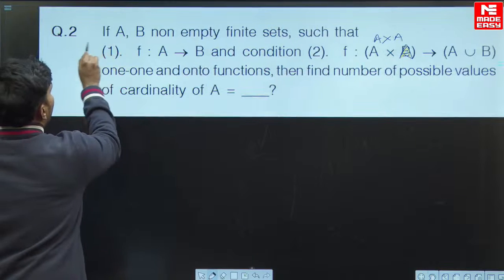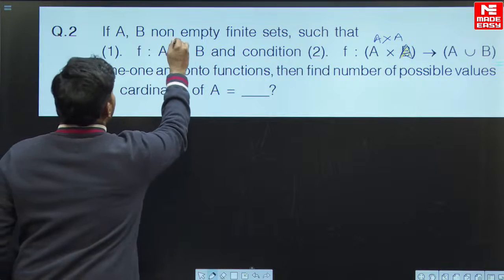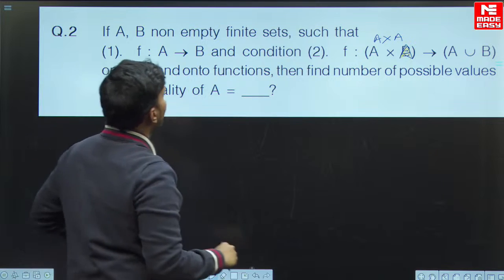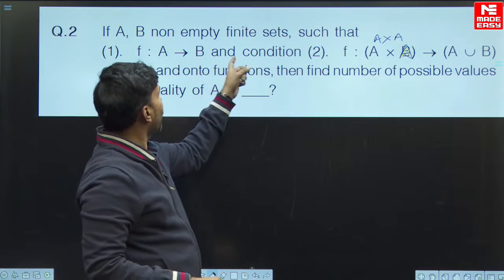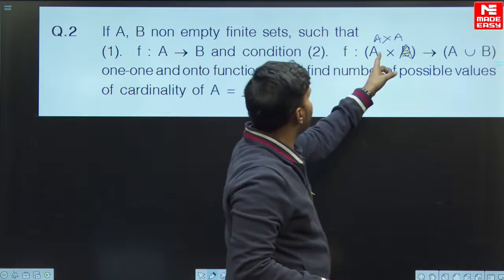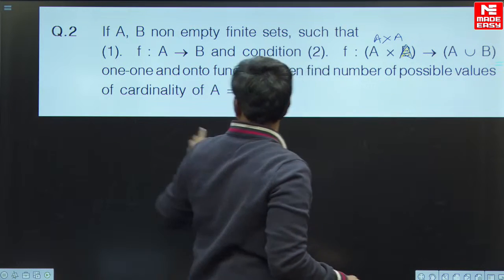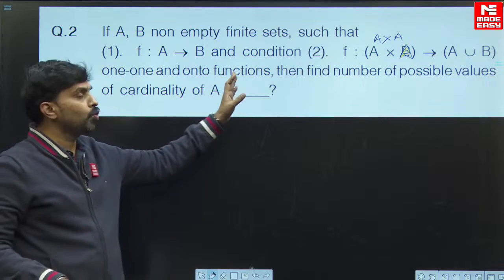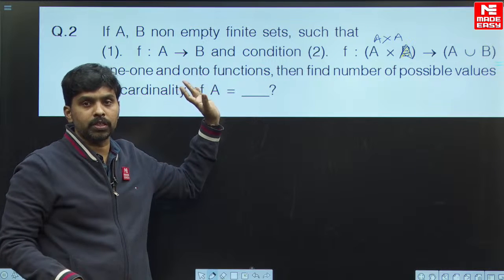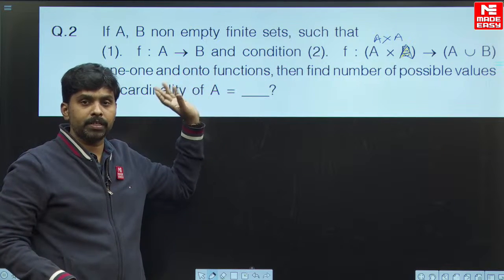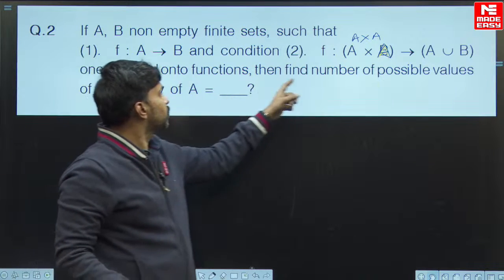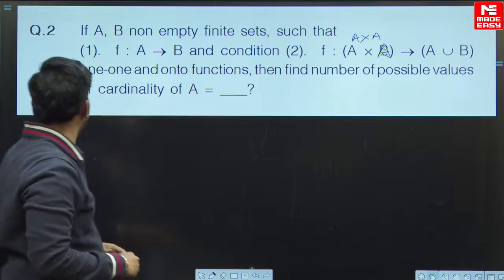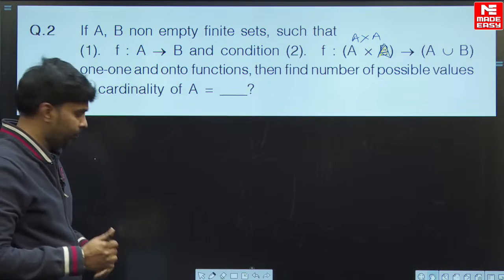If A, B are non-empty finite sets such that F from A to B, and F from A cross A to A union B, are one-to-one and onto functions, so both are surjective functions here, then find the number of possible values of the cardinality of A, right?